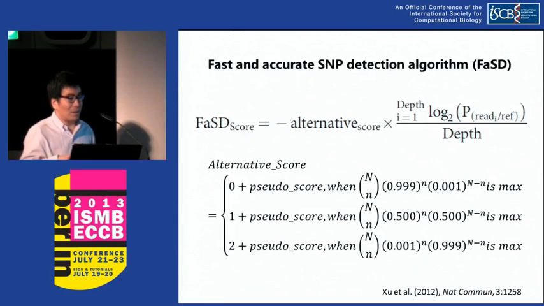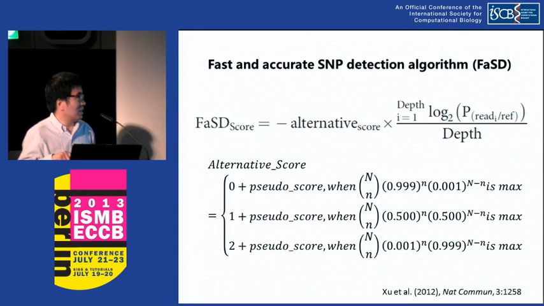First I will talk about the algorithm to detect SNPs. We use the FaSD score to measure the probability of a locus being a SNP from the next generation sequence data. There are two parts to this algorithm. One is the alternative score, which is unique to our algorithm. The other is the transversion probability, which is also widely used by other algorithms. So, the alternative score.